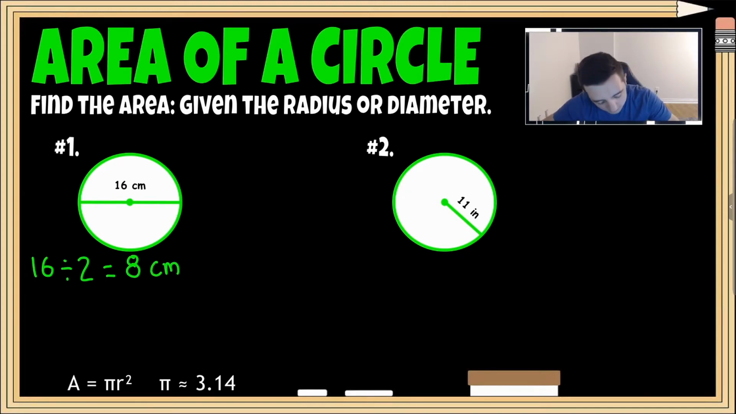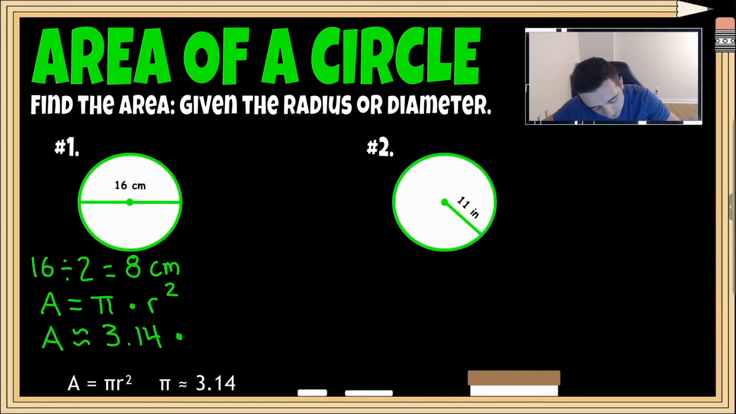So let's jot down our formula. We have area equals pi times the radius squared. And since we're approximating for pi, I'm going to replace my equal sign with an approximately symbol. So in place of pi, we're utilizing 3.14 times the radius, which is 8, and then make sure to square the radius as well. Right?